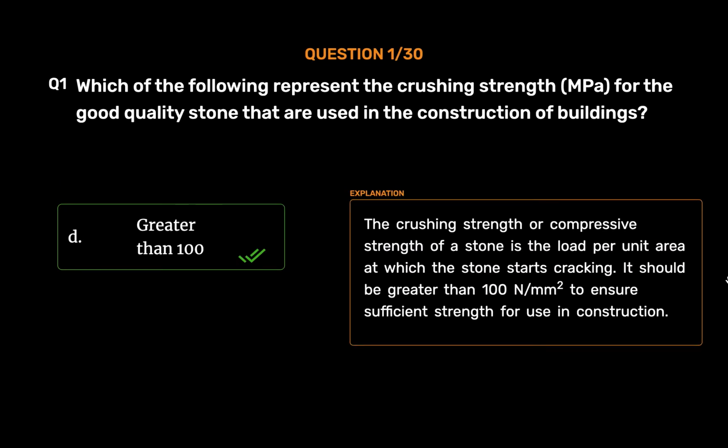The crushing strength or compressive strength of a stone is the load per unit area at which the stone starts cracking. It should be greater than 100 N/mm² to ensure sufficient strength for use in construction.